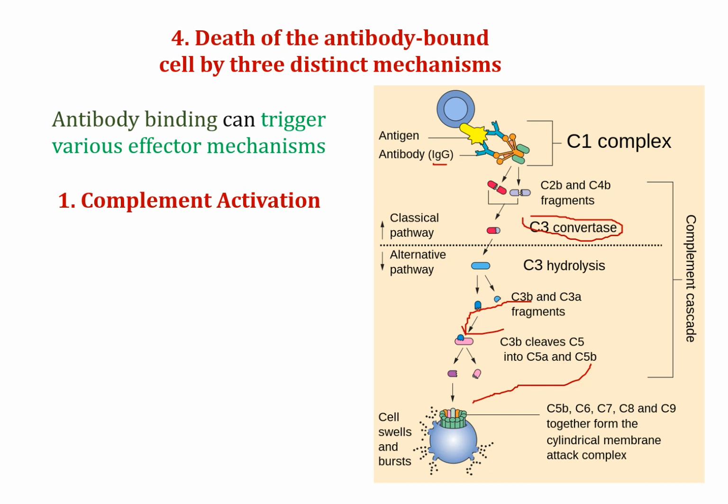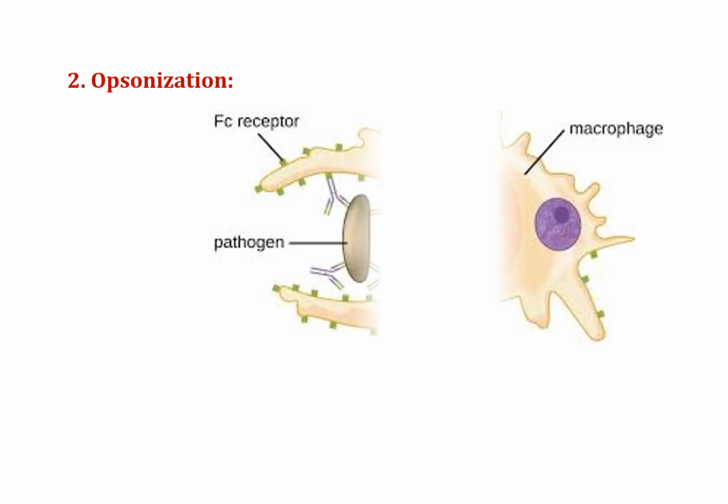Now the second one is opsonization. In opsonization, antibody bound to foreign cells can also serve as an opsonin. So what will happen? Antibody-coated cells, for example, these are the antibody-bound cells, with the Fc receptor or C3b receptor. The macrophages work as phagocytes.